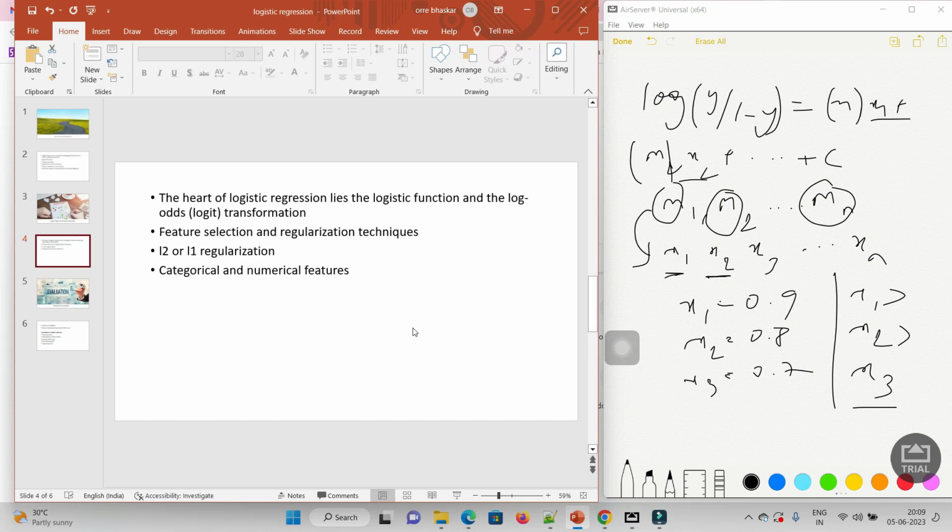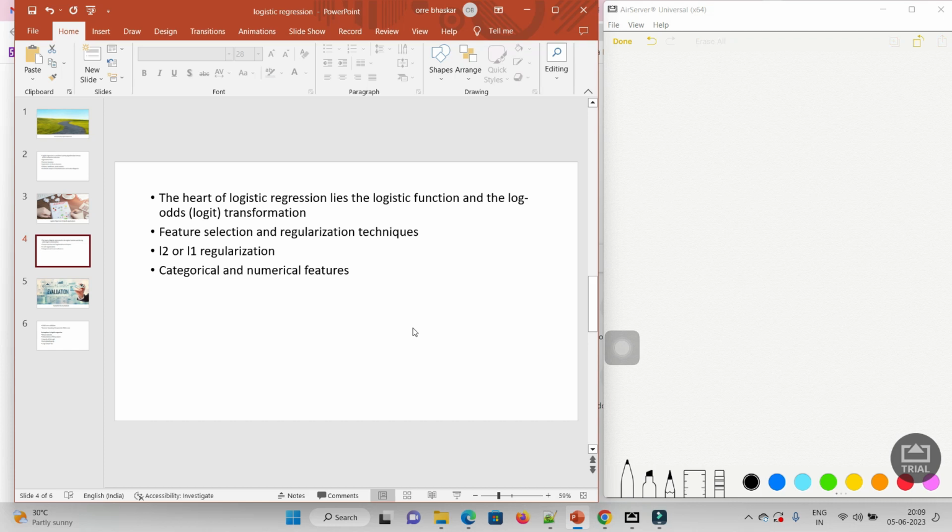But wait, there's more. Feature selection and regularization techniques play a crucial role in improving the performance of our logistic regression model. They help us select the most relevant features and prevent overfitting, ensuring our model's generalizability. We select the features to prevent overfitting. So we can also use regularization. We can use two kinds of regularization here, L1 regularization and L2 regularization.